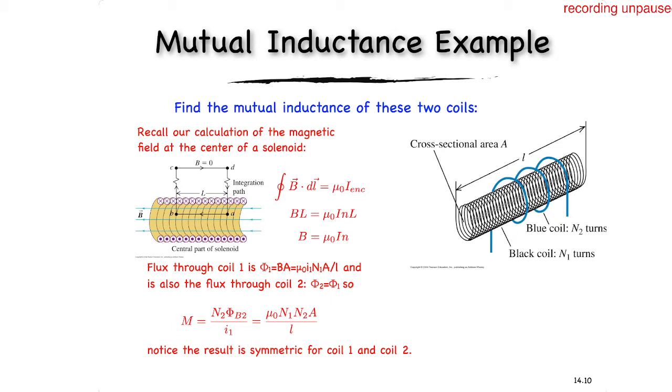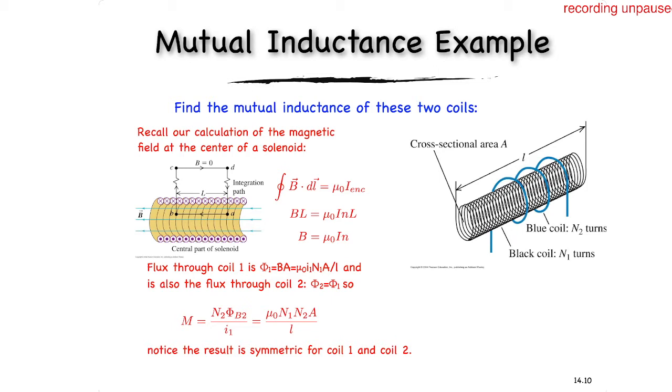Now that we have that, the flux is just that magnetic field times the area. And I plugged in N1 divided by L for my particular solenoid here, because I had N1 total turns over a length L. So the little n was the number of turns per unit length, and now I've got a number of turns and a length. But all that flux that goes through the black solenoid here also goes through the blue one, since the blue one surrounds it. So the flux through circuit 2 is the same as the flux through circuit 1.